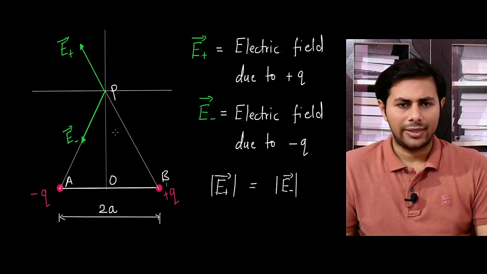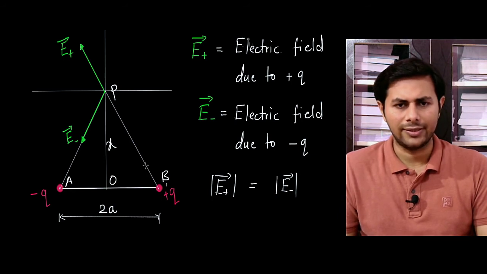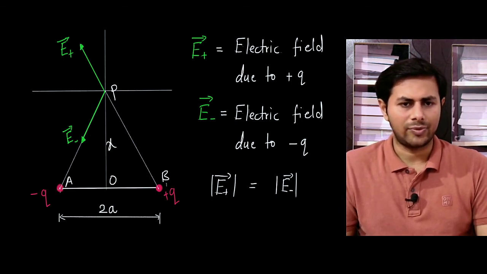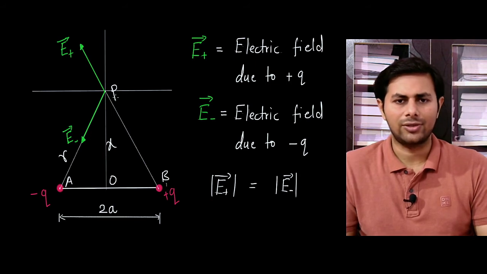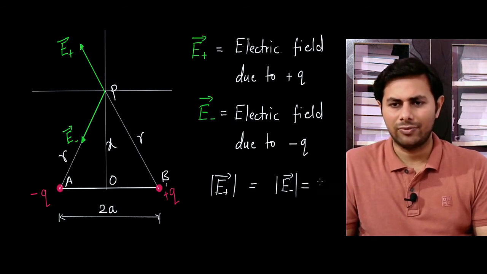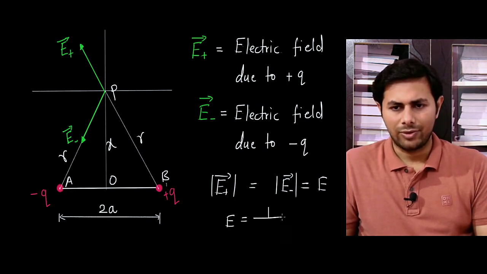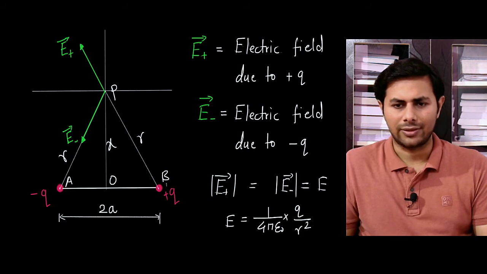Now let's suppose that this distance of point P from the center of the dipole is x, and distance from point A to P, or this negative charge to point P, is r. So distance from positive charge to point P is also r. Now suppose magnitude of E plus bar and magnitude of E minus bar is equal to E, and E is given by 1 over 4 pi epsilon naught times magnitude of the charges, which is Q, over r squared.